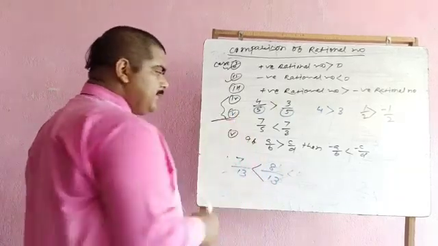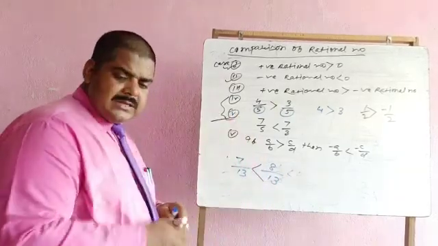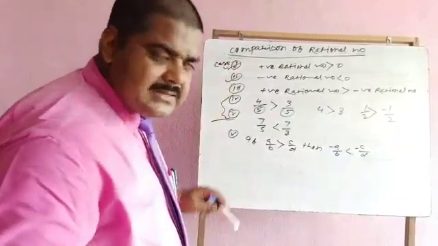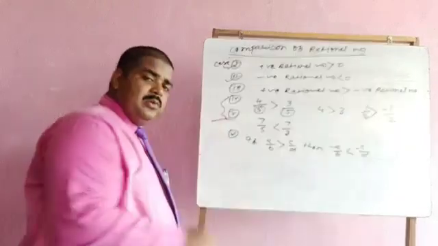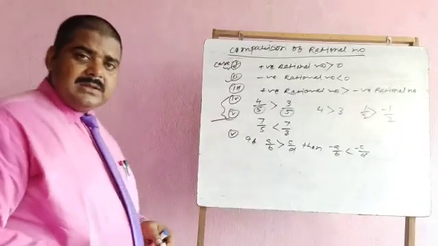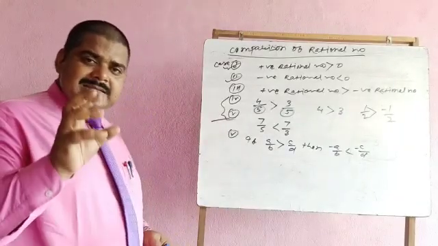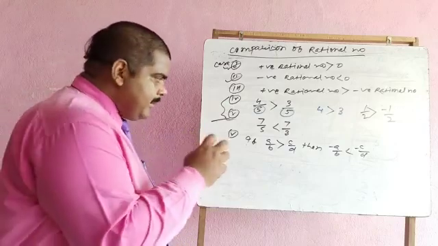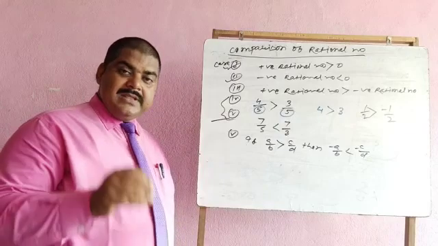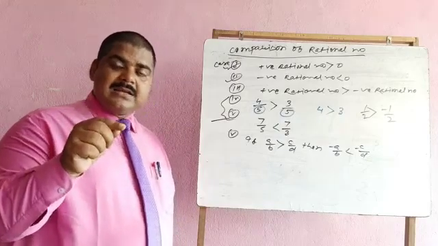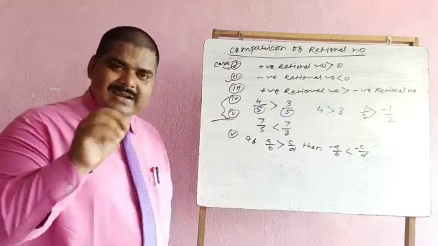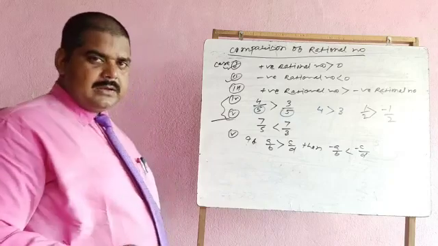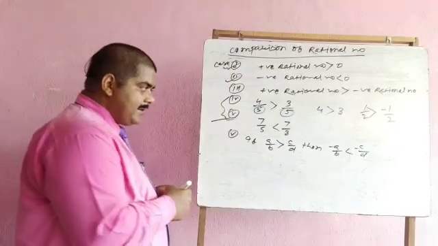In case 5, it is just opposite. Now the denominators are different and the numerators are the same. In this case, the rule is that when the numerator is equal and denominators are different, then the rational number whose denominator is smaller is considered greater. Smaller, you have to pay attention.